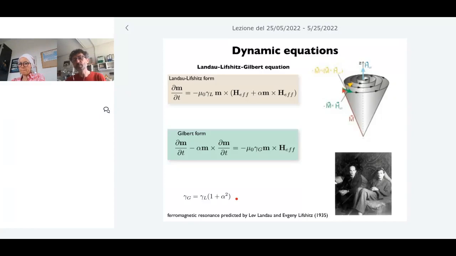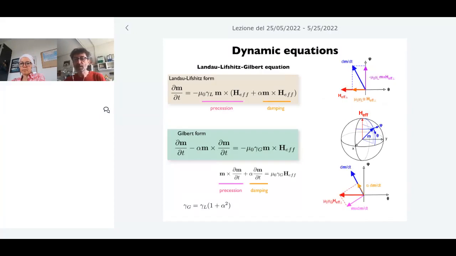It's the gyromagnetic ratio for the electron that changes a little bit from one form to the other. I also have a slide for the discussion of the different meaning, but I don't want to discuss this too much into the details. It's just a combination. It describes how you can combine damping and precession in an equation.